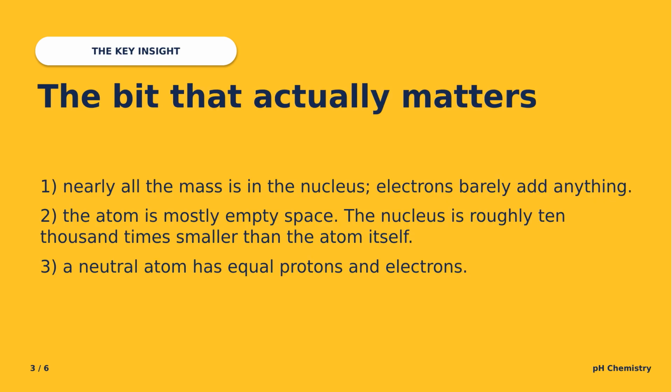Three things to lock in. 1. Nearly all the mass is in the nucleus. Electrons barely add anything. 2. The atom is mostly empty space. The nucleus is roughly 10,000 times smaller than the atom itself. And 3. A neutral atom has equal protons and electrons.